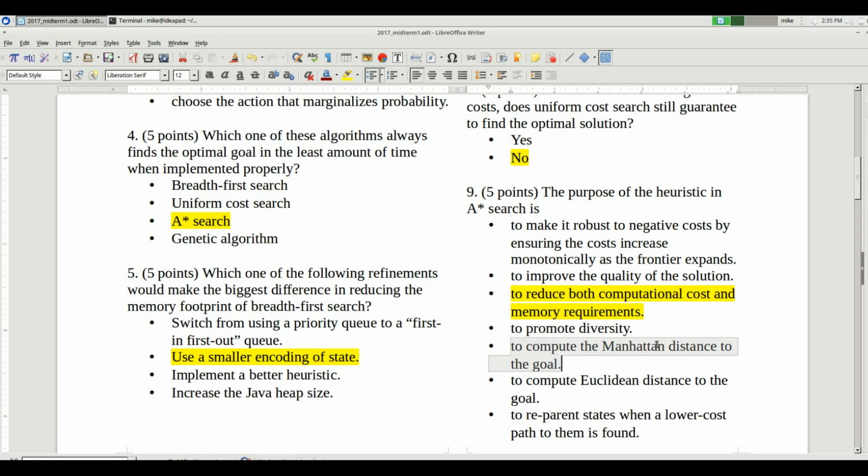Again, that's an implementation detail. That is a good way to implement a heuristic. That's not the same thing as being the purpose of the heuristic. In fact, this is a way to get there. We're asking where we're trying to get. Is it to compute Euclidean distance to the goal? Yet another way to get there.